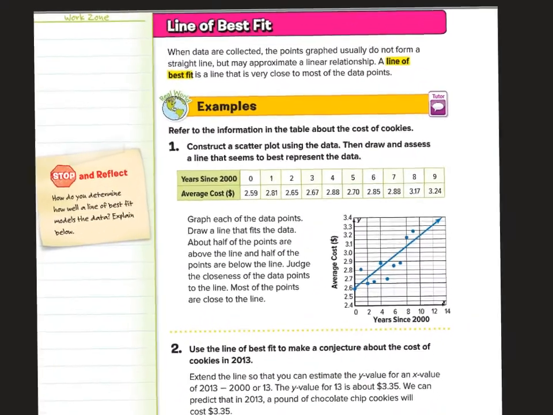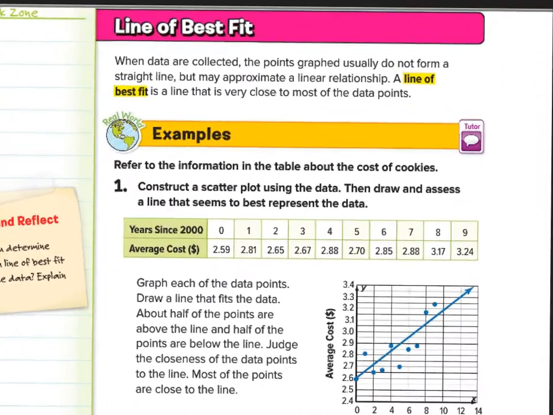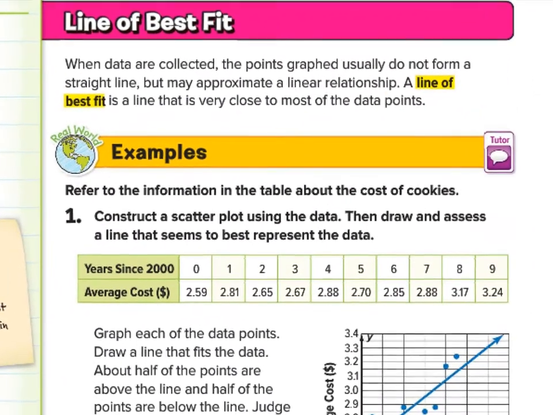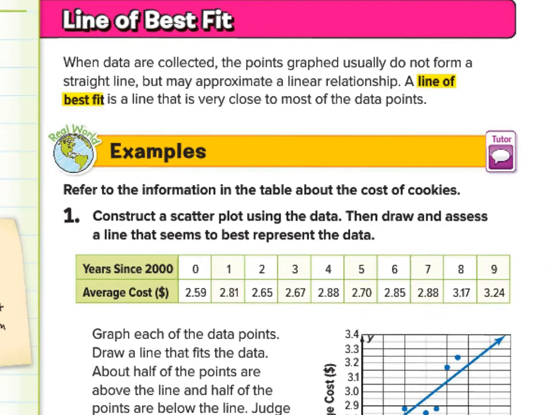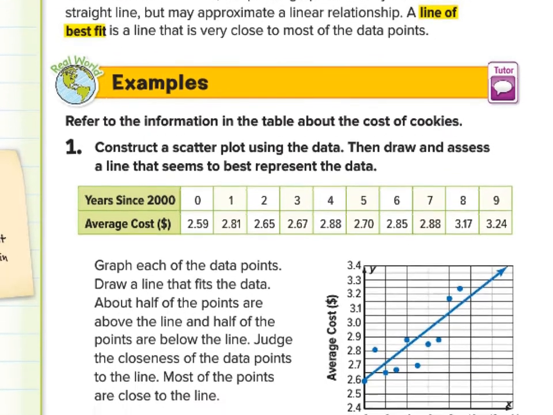As you can see, it's important to use deductive reasoning, logic, and inference when working with data, scatter plots, and lines of best fit. So what is the line of best fit? When data are collected, the points graphed usually do not form a straight line, but may approximate a linear relationship. A line of best fit is a line that is very close to most of the data points. So essentially an average, okay, or a line that lies in between.